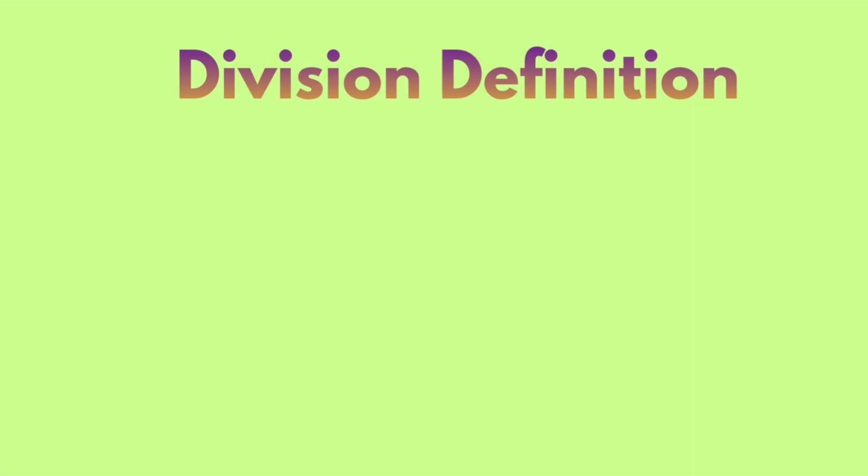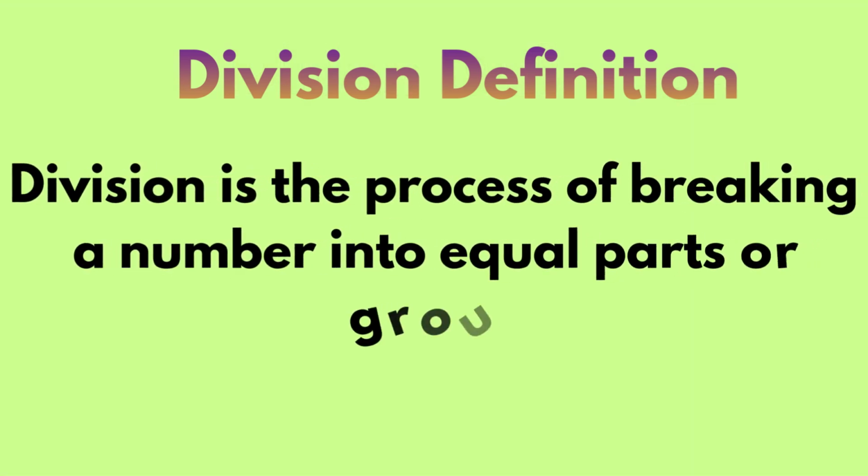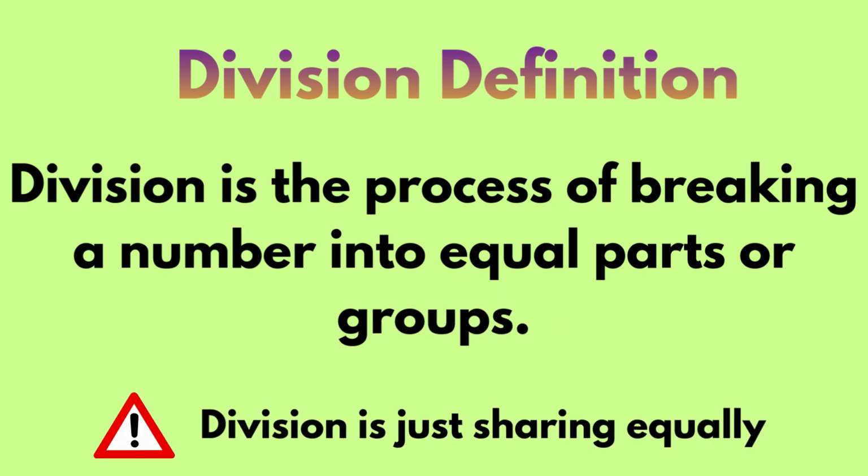Division definition. Division is the process of breaking a number into equal parts or groups. Division is just sharing equally.